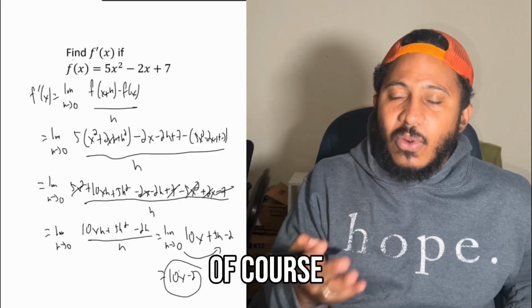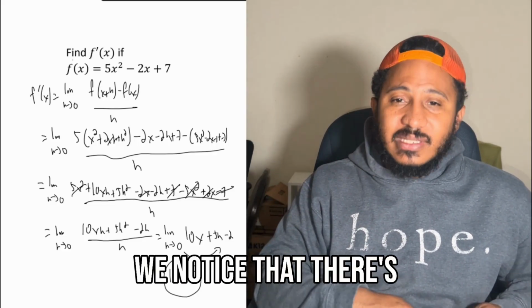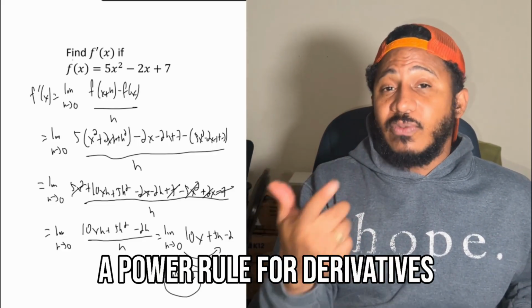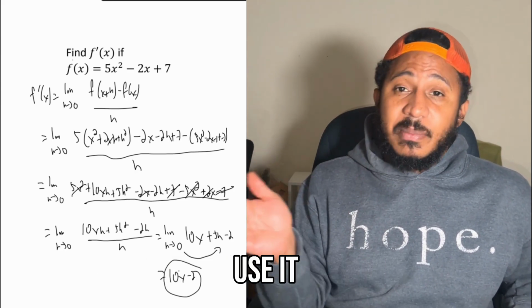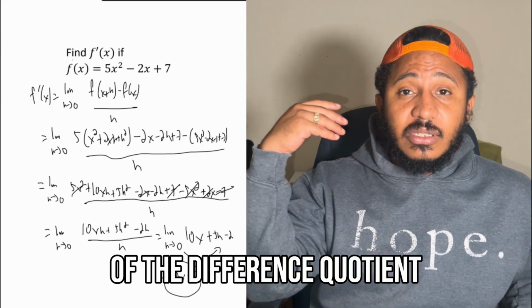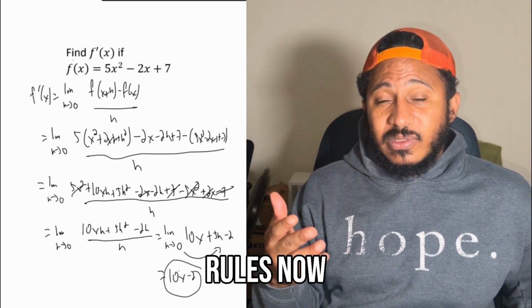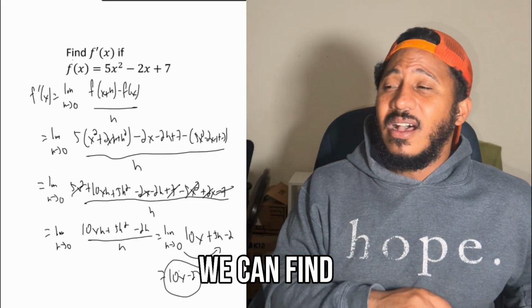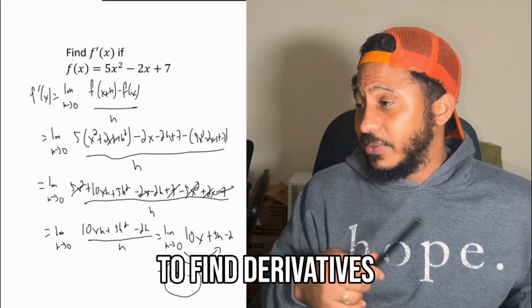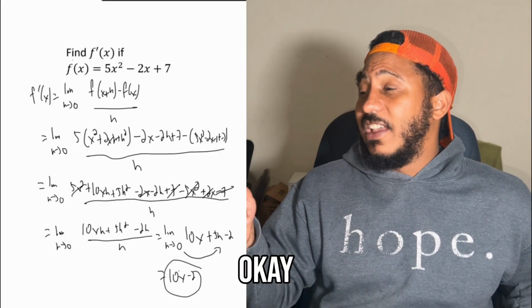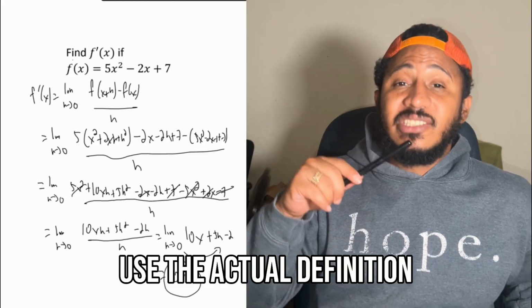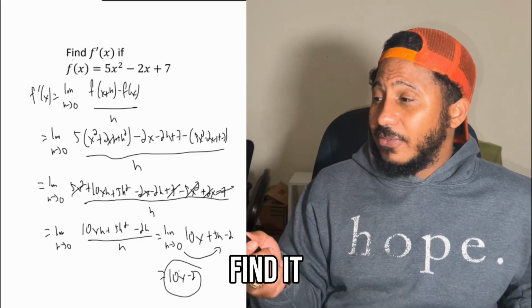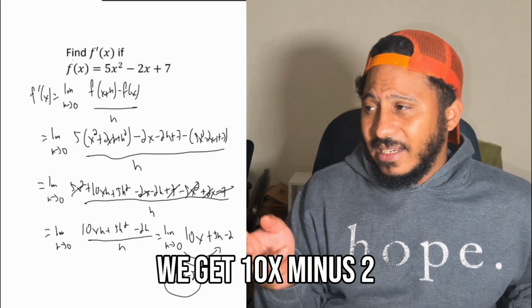A quicker way, of course, to find this is we notice that there's a power rule for derivatives, but this is by definition, right? So if I had to use the definition, this is how we use it, by finding the limits of the difference quotient. Of course, we know there's power rules now. There's other rules that we can use to find derivatives. But now we know that, okay, if I need to use the actual definition of the derivative, we know how to find it. But of course, we can use the power rule. We get 10x minus 2.